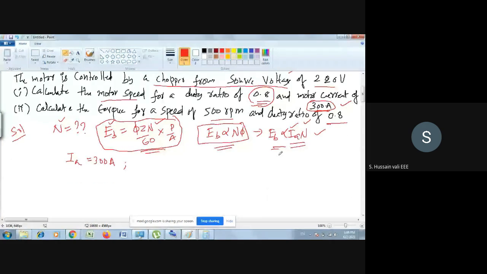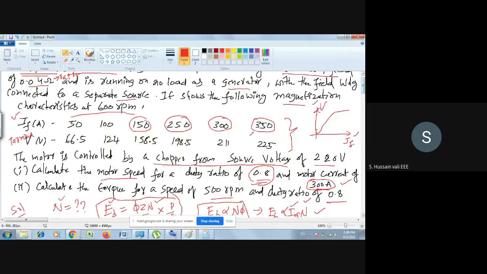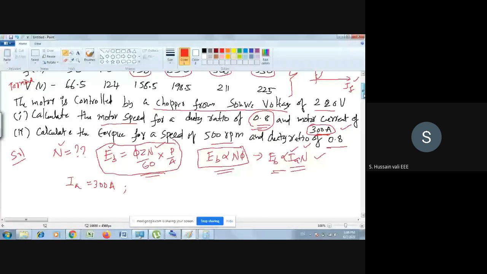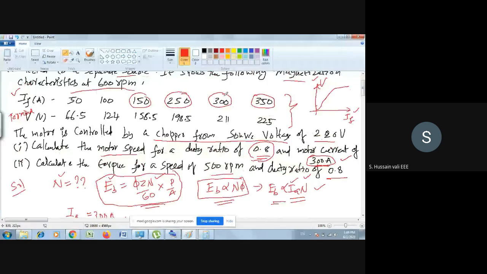Then what is IA in the problem? He has given 300 ampere, so I have written 300 ampere. Then how can I go ahead further? See the magnetization characteristics. In the magnetization characteristics, we have got one data point. Please see this data: at IF equal to 300 ampere, what is the terminal voltage? It is 211 volts. That's important.